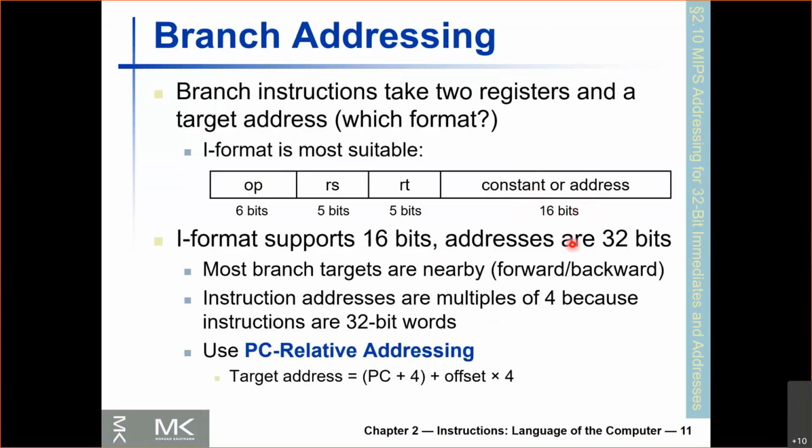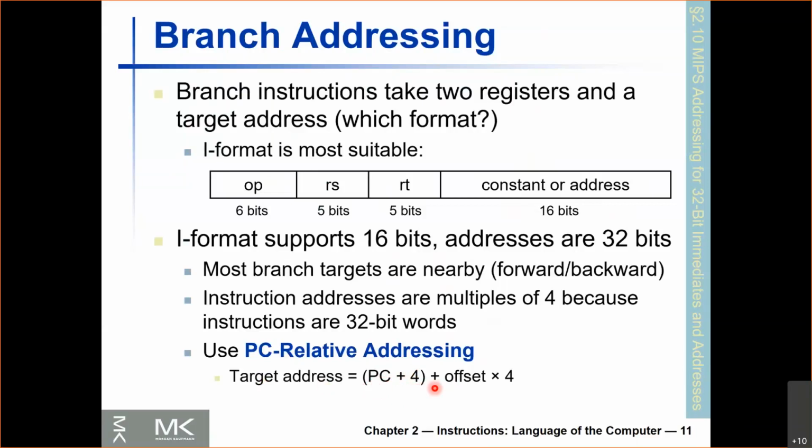Okay, so in summary, the target address is going to be based on the PC. The PC is the program counter. It points to the current instruction, which in this case is the branch instruction. Okay, so the target address is going to be PC plus 4. Where this plus 4 comes from, you will see later. But basically, when we're executing an instruction, the program counter has already been incremented by 4. So the target address is going to be PC plus 4.